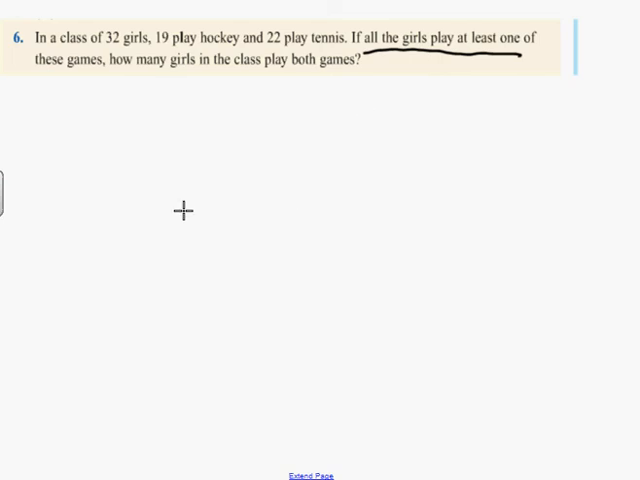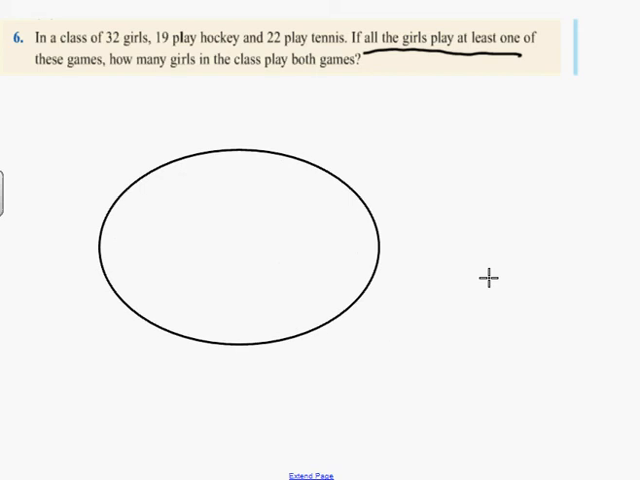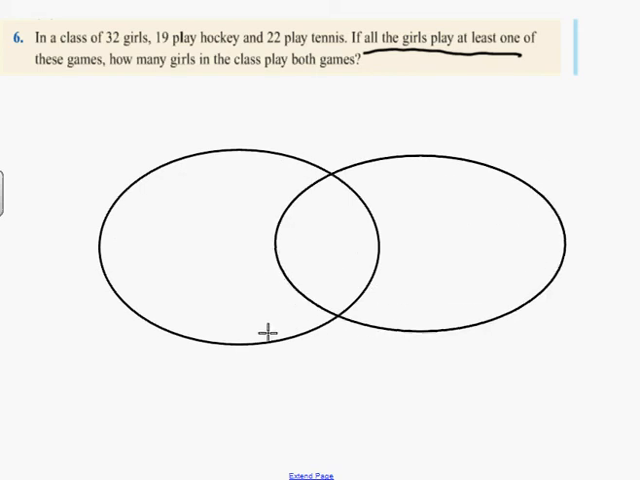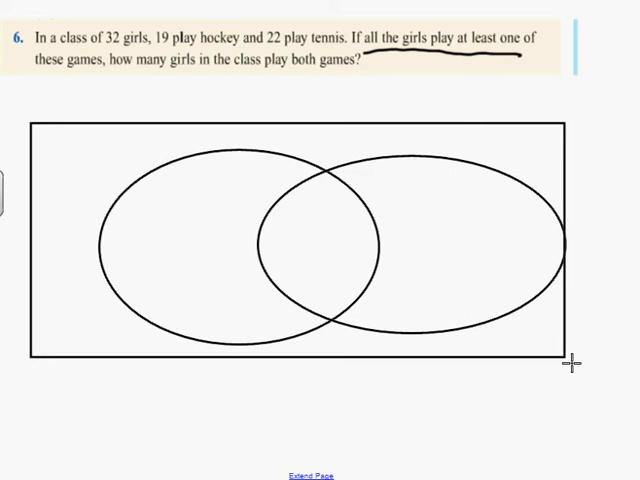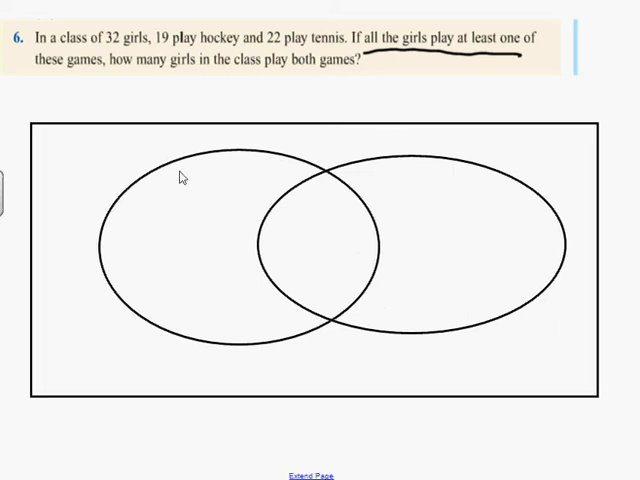It means that there's no one in the U. There's nobody on the outside. So if you imagine that sometimes we have a box called U, and there's sometimes hockey and tennis. Sometimes there's a number of people, like 10 people play neither hockey nor tennis, even though they're still in the class, where U represents the class. Now, what we're told is that nobody's allowed on the outside.